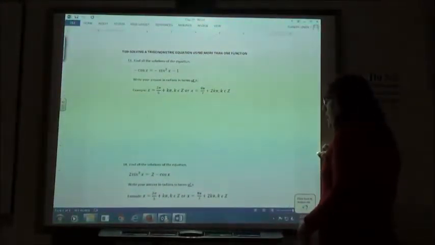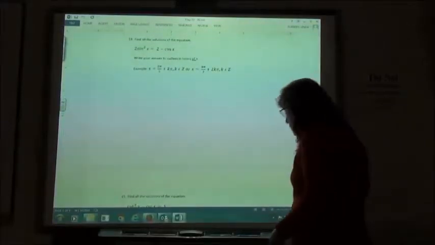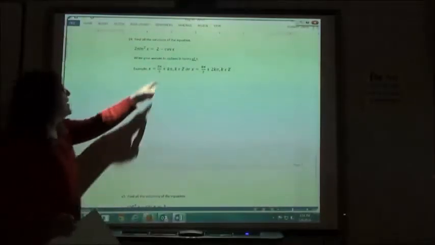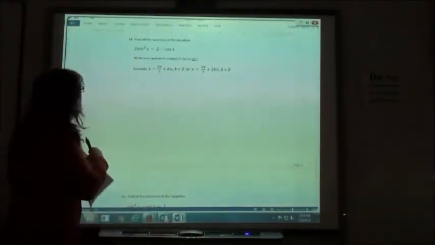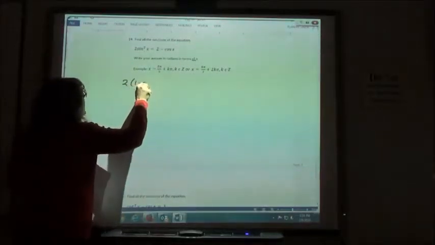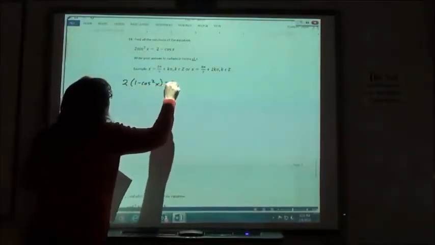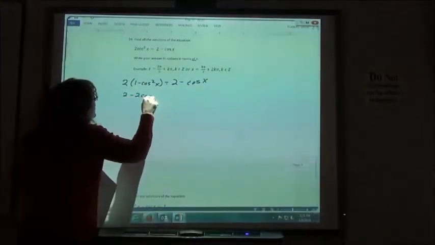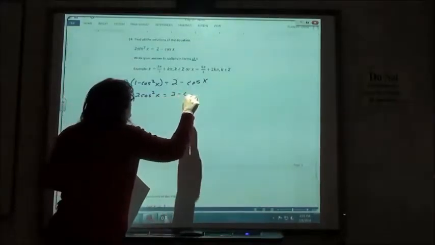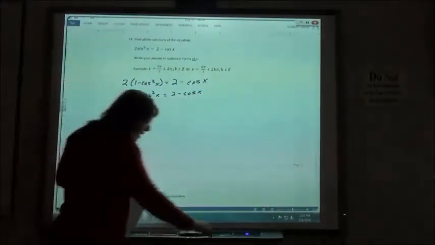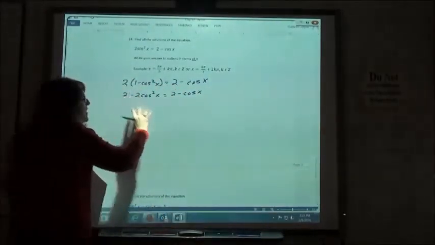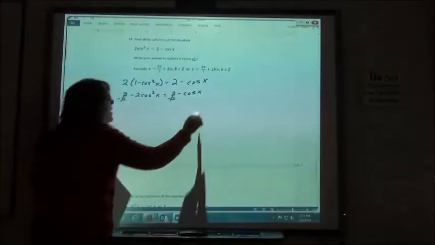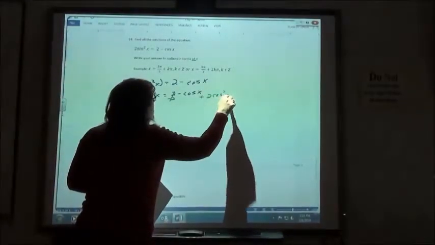Number 14. I have 2 sine squared of x equals 2 minus cosine of x. Again, since this has cosine, I'm going to substitute in there and say 2 times 1 minus the cosine squared of x equals 2 minus the cosine of x. So 2 minus 2 cosine squared of x equals 2 minus the cosine of x. Since I want my cosine squared to be positive, I'm going to move these two things over here. So I'm going to subtract my 2, which happens to cancel that out, and add my 2 cosine squared of x.